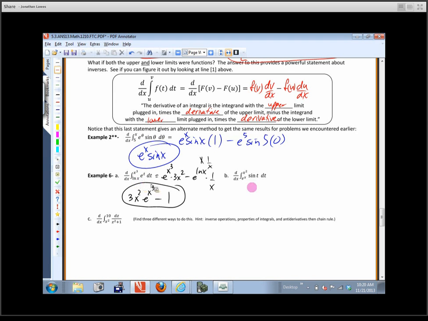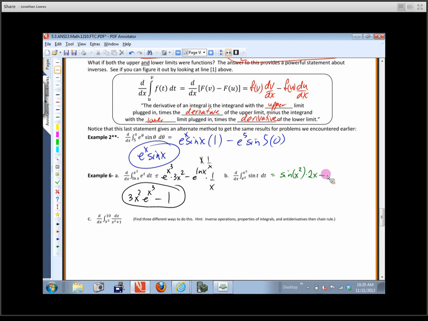So let's take a look at this one. Same type of thing. Best way to keep it straight is just that phrase, or if you like memorizing symbols, that right there. So we've got a derivative of an integral. So that's going to be the integrand with the upper limit plugged in. So that's going to be the sine of x squared times the derivative of the upper limit. That's going to be 2x.